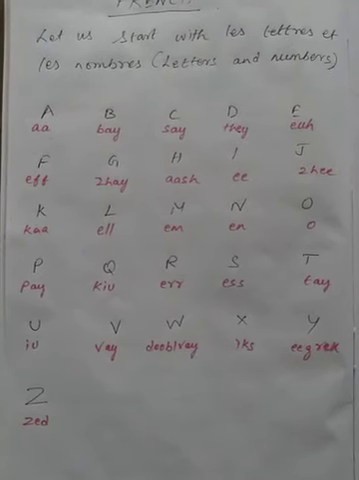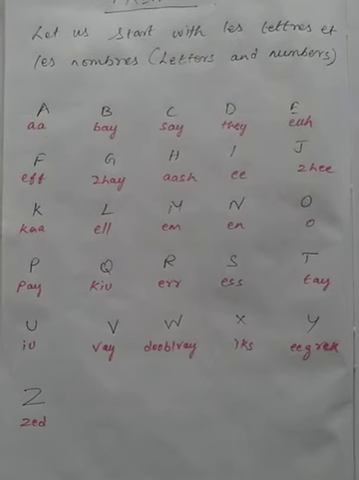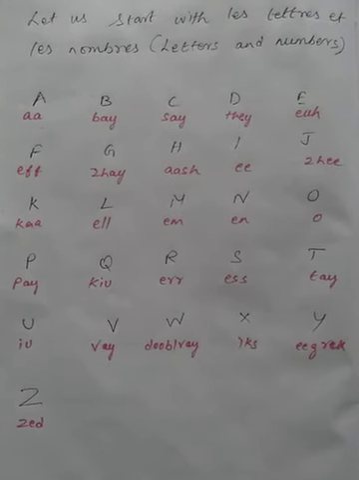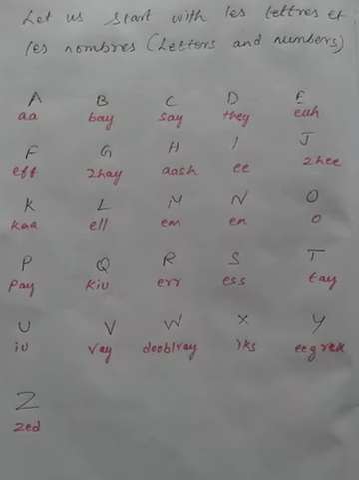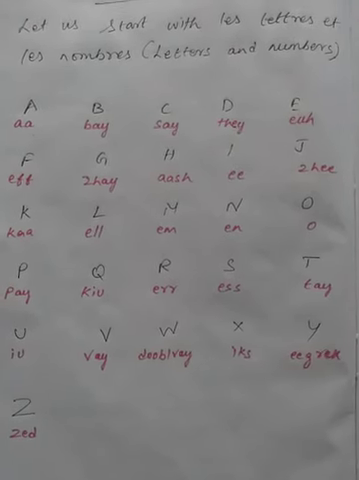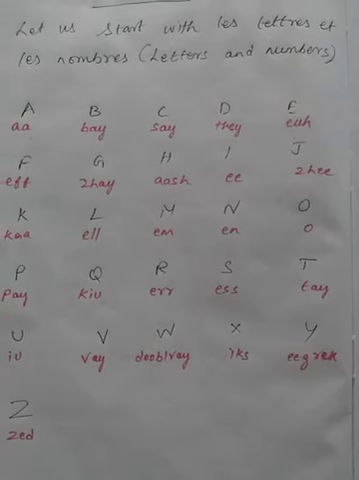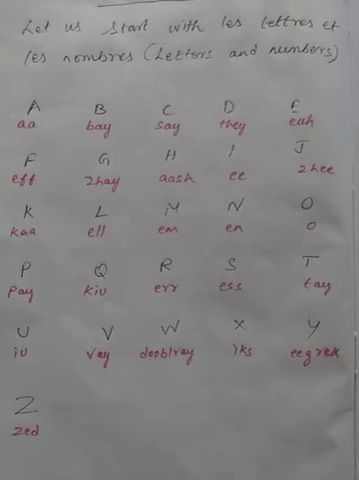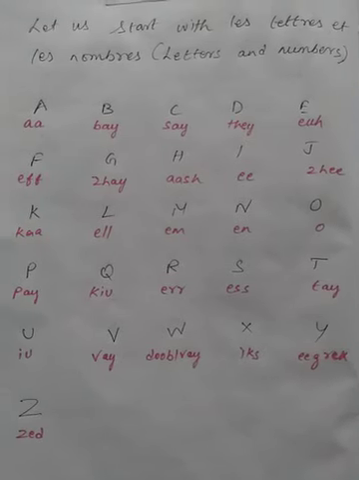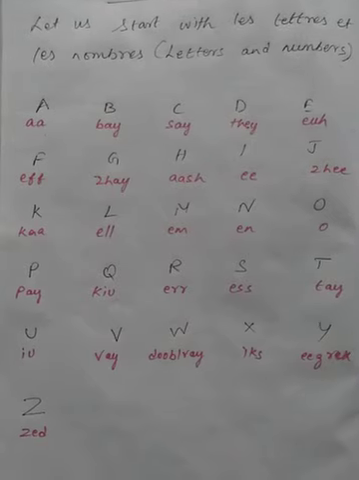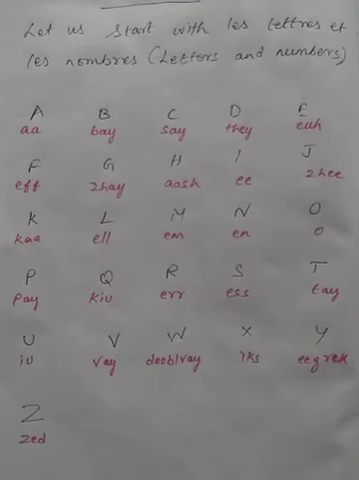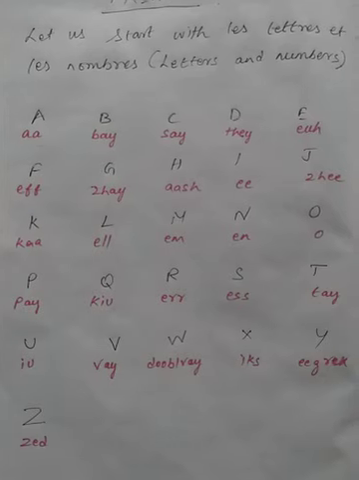First one: A, B, C, D, E. F, G. For G, you have to pronounce G. H, I, J. For J, you have to pronounce G. K, L, M, N, O, P, Q, R, S, T, U, V, W, X, Y, Z.